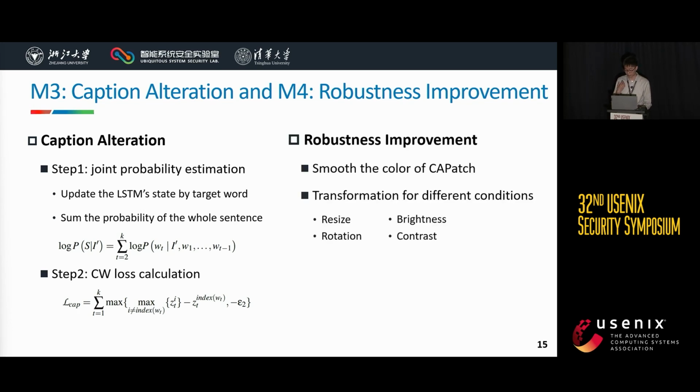Moreover, we design a robustness improvement module to ensure the effectiveness of CAPatch in the physical world. We use color smoothing to decrease the impact of the sampling errors and transform the patch for different conditions when training, including resize, rotation, brightness, and contrast adjustment. Eventually, we calculate the final training loss as a weighted sum of the 4 losses.